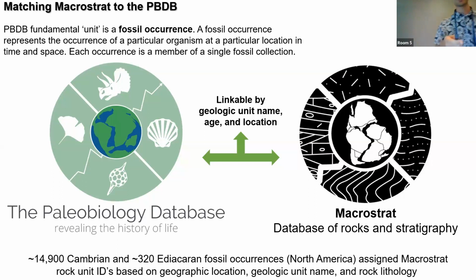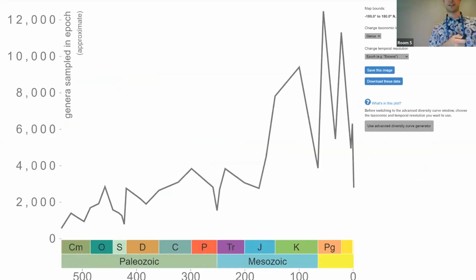And so we can link those data sets through that. There are almost 15,000 Cambrian age fossil occurrences for just North America in the Paleobiology Database, and only about 320 for that period with the origin of animals, right? And that's linked to a bunch of different rock units, somewhere on the order of 500 or 600 altogether. Now this is a graph that we can take from the Paleobiology Database.